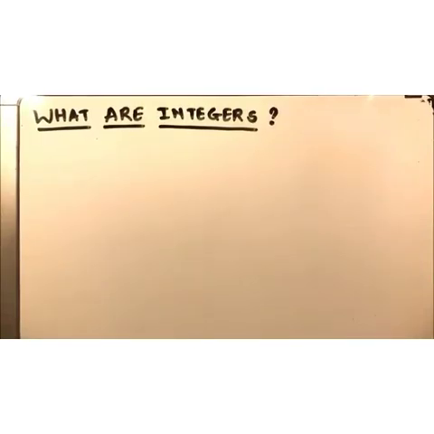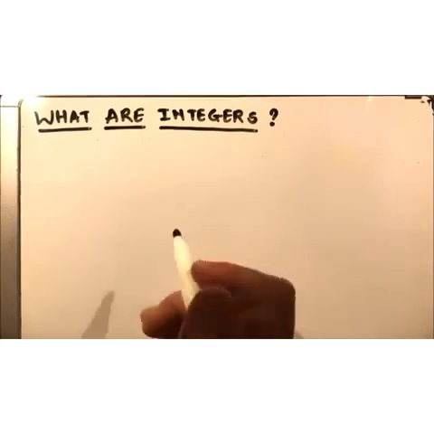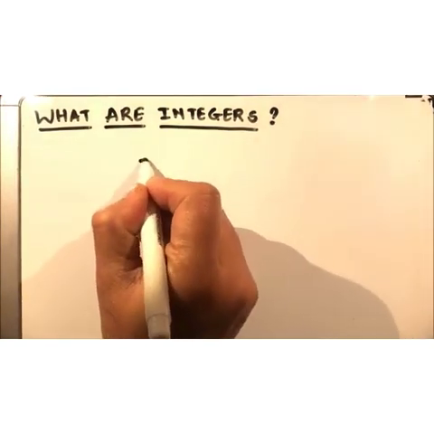In this video, I'm going to tell you about integers. So integers are any whole numbers. Whole numbers means they are not in decimal or fraction form. So any whole number which is positive, negative or zero comes under the category of integers. So what we can write it as integers.